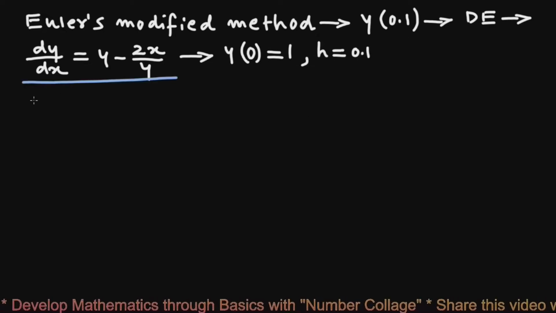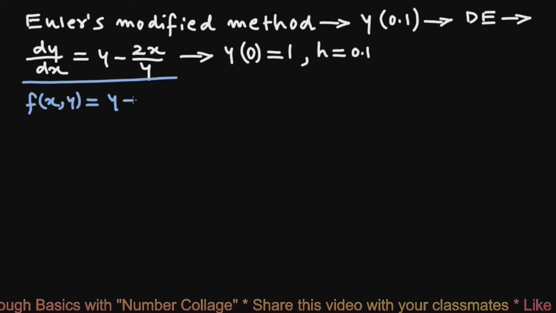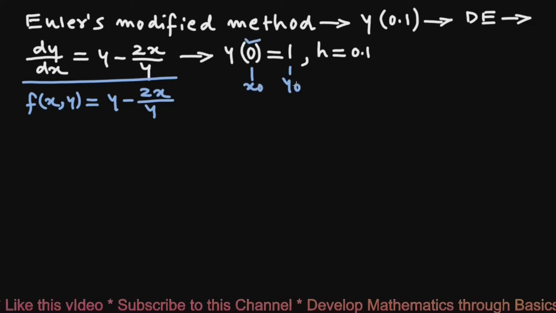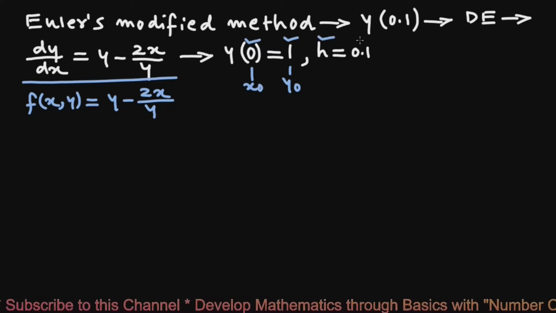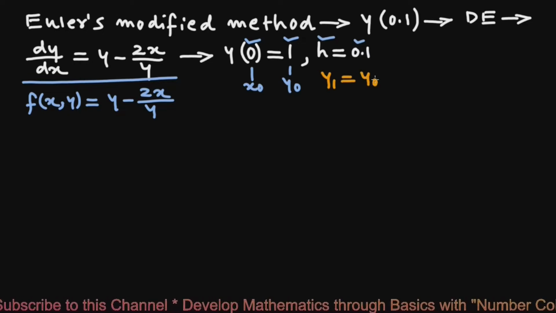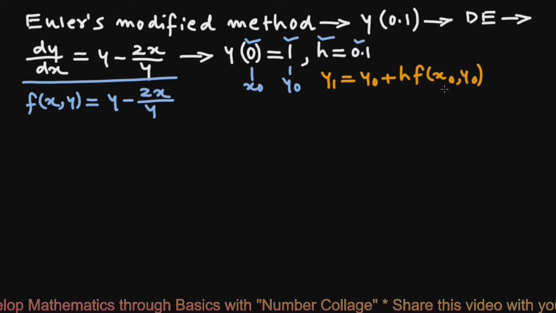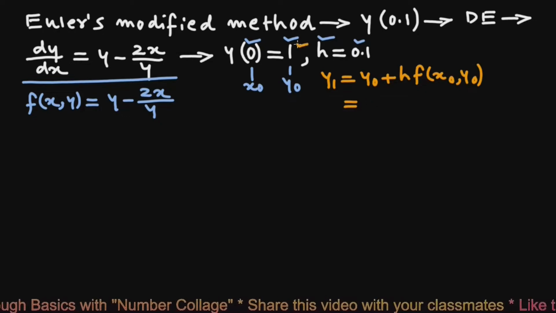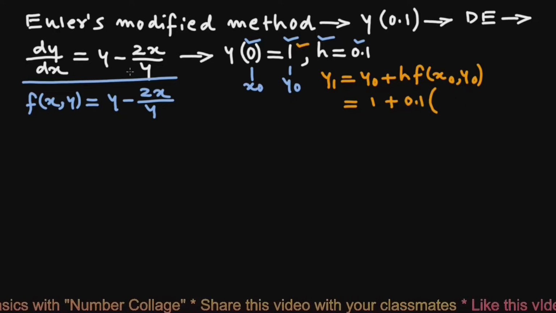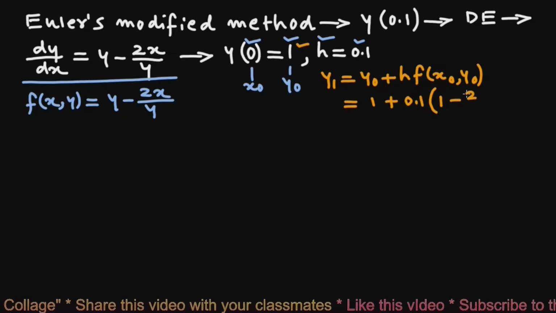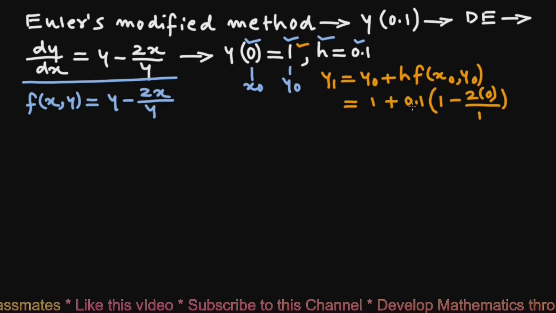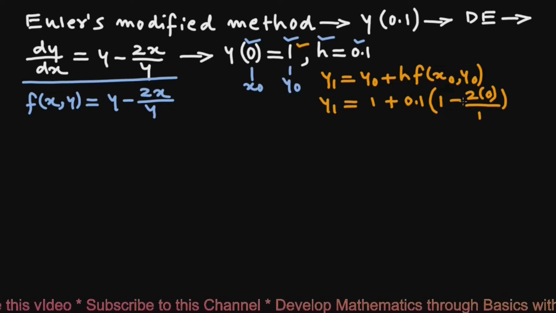Now from this we have f(x, y) equals (y minus 2x) upon y. Then x0 is 0, y0 is 1, and h is 0.1. Now y1 according to Euler's method will be y0 plus h f(x0, y0). So that will be y0 which is 1, plus h which is 0.1, times f(x0, y0), which is y0 which is 1 minus 2 x0 which is 0, upon y0 which is 1 again. So that will be 1 plus 0.1, so we get y1 equals 1.1.